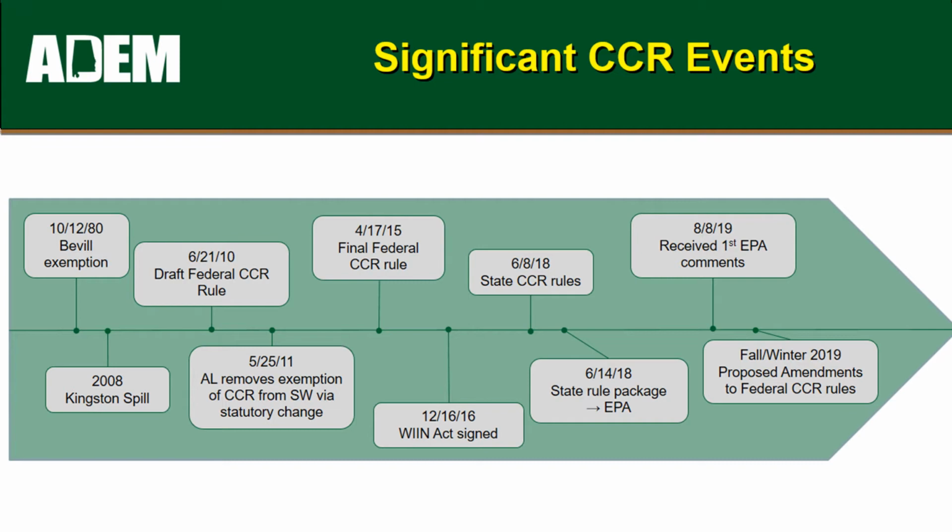To date, 2 state programs have been approved by EPA, Oklahoma and Georgia. In August of 2019, ADEM received the first set of EPA comments on the program approval application. Many of the comments were a result of litigation that has taken place at the federal level, thus causing the federal program to change. As a result, there are a few differences between the state and federal programs.